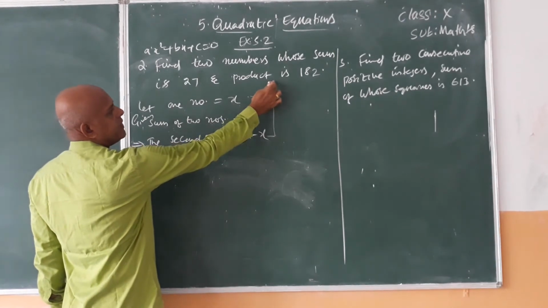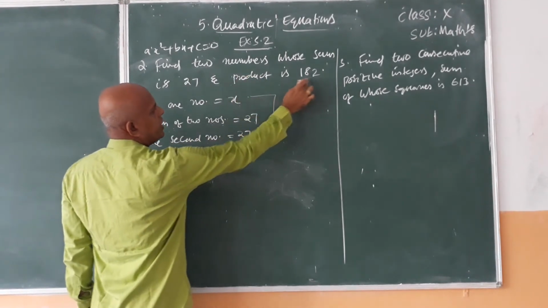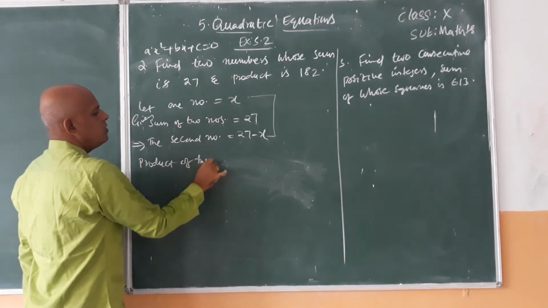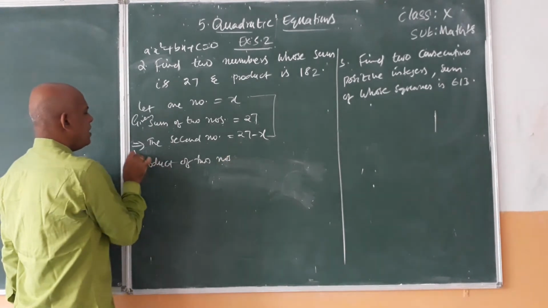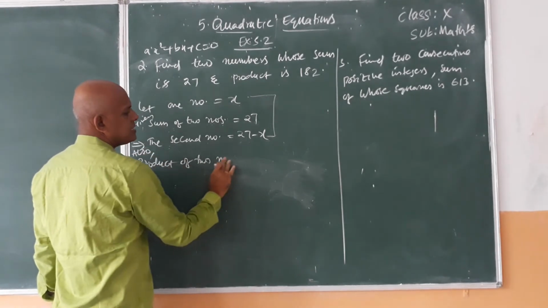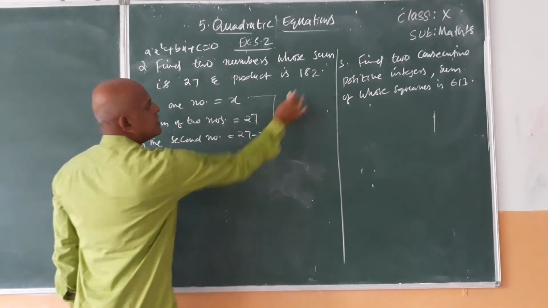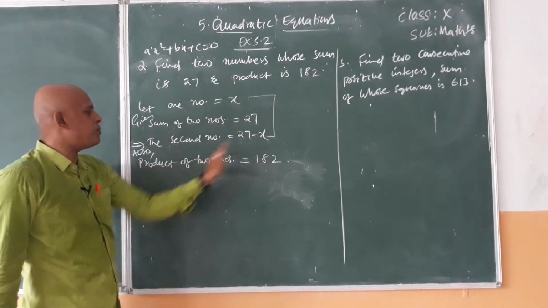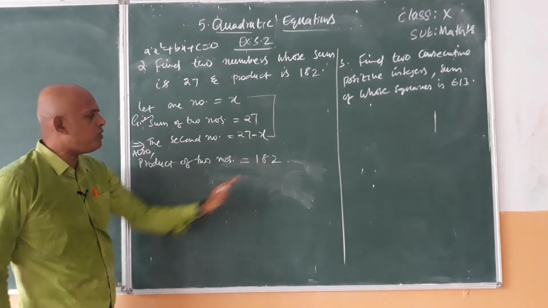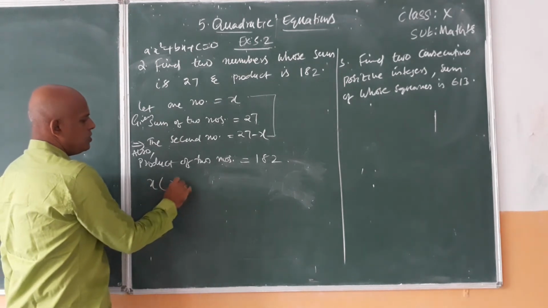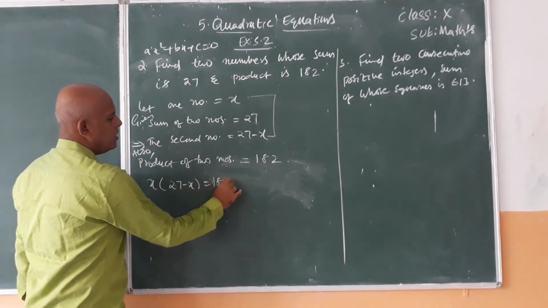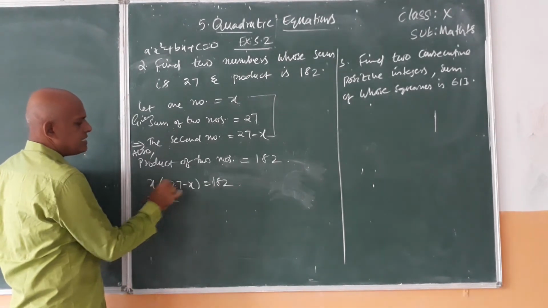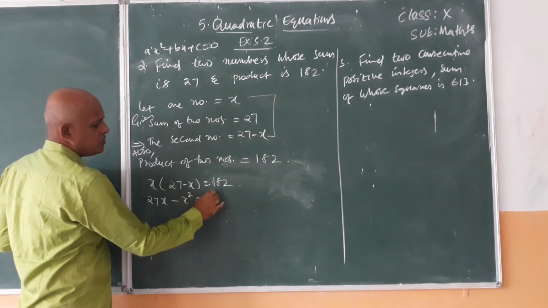Now the second condition will be satisfied here. What is the second condition? The product is 182. It is also given that the product of two numbers is equal to 182. Now one number is x and the other number is 27 minus x. Product means you have to multiply these both and equate to 182. So x into 27 minus x is equal to 182. So x into 27 gives 27x, and x into x gives x square, and this is equal to 182.